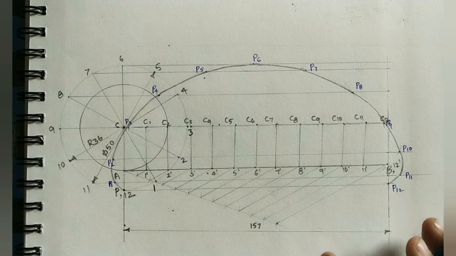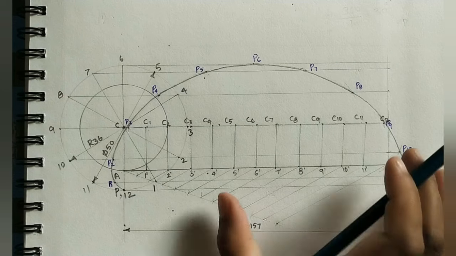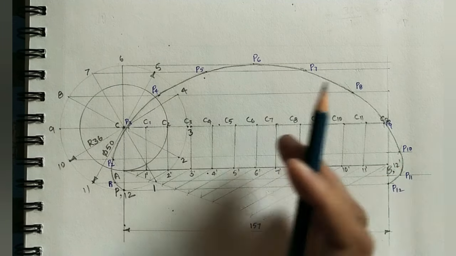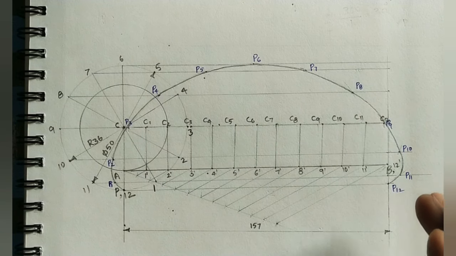For the other video lectures on trochoids and cycloids, I will give the link in the description box. Please check it. Here, you do the entire diagram by using pencils only. For getting a clear view, I am using different colors. You please use pencils in the drawing sheet as well as in the exam sheets also.